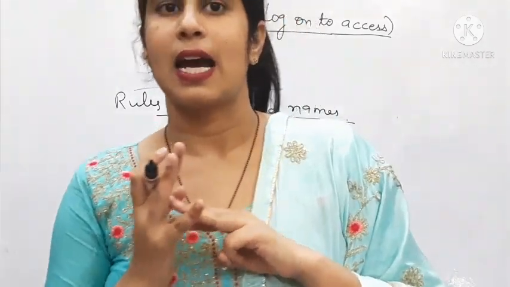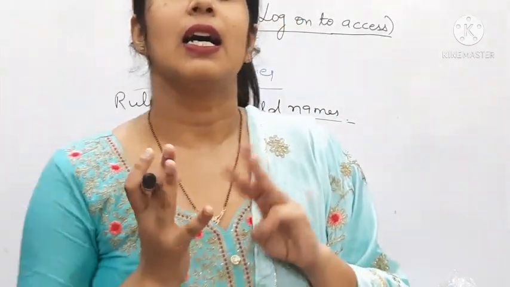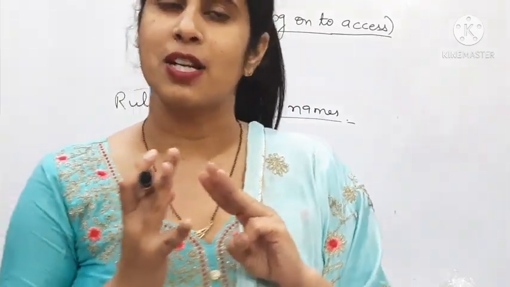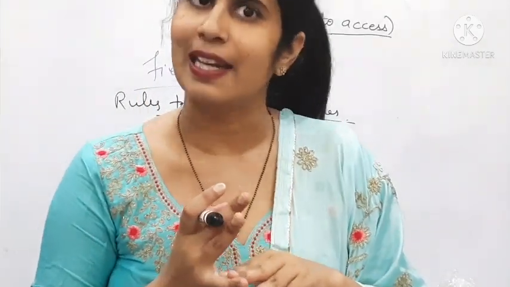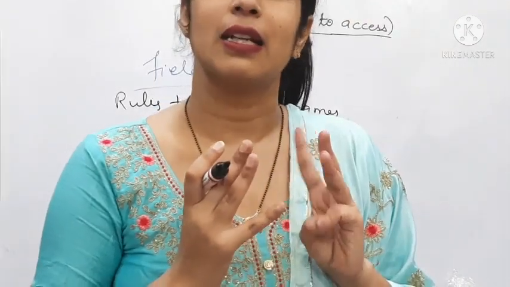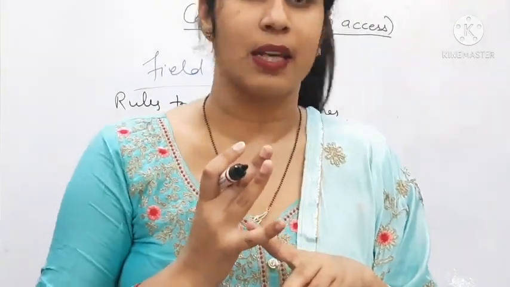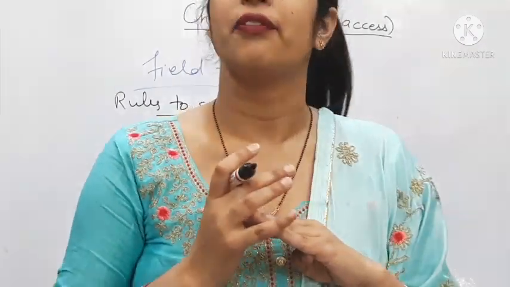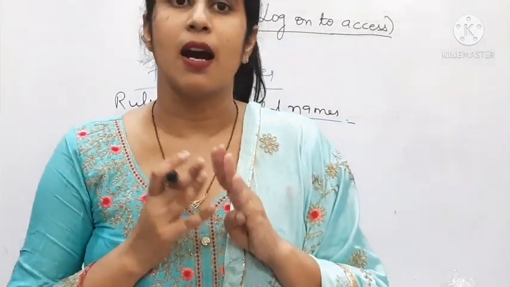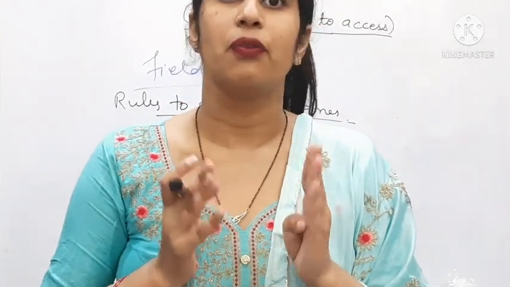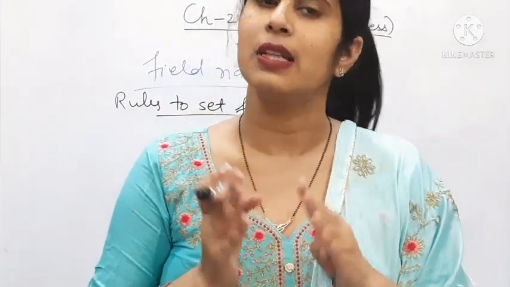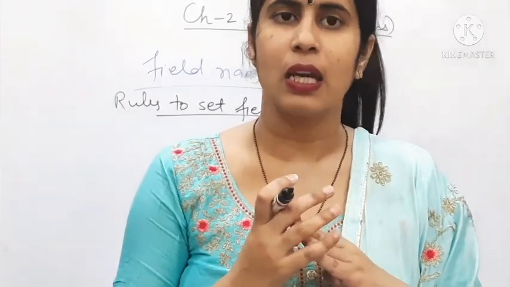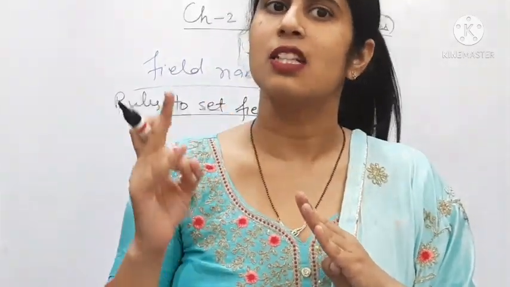The third rule is that we can use any character there, any special character, any special symbol, any number, any text there. We can use text and numbers there. Okay. What is the fourth one? The fourth one is that a field name can't start with space. A field name can't start with space, but it can have space in between. Okay. But we can't start with space.